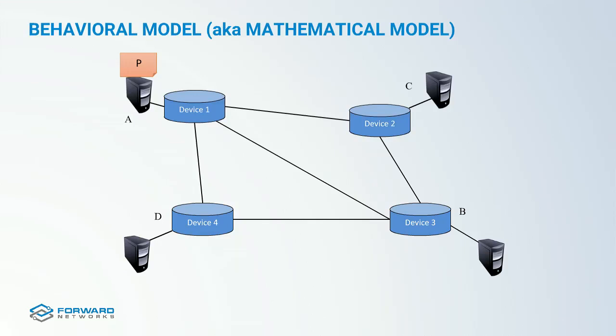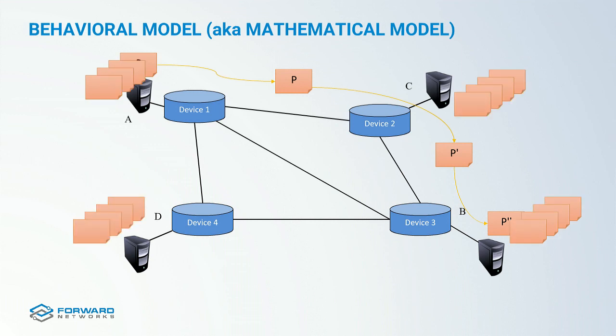At the core of the Forward Enterprise platform is a behavioral model or a mathematical model. So what does it mean? What is it? Very simply, a behavioral model looks at the configuration and forwarding state of a device and all the devices in the network and determines how a network forwards, transforms, or drops a packet when it arrives at a device. It basically performs this analysis on every possible packet that can ever arrive at the network, at every device, every interface.